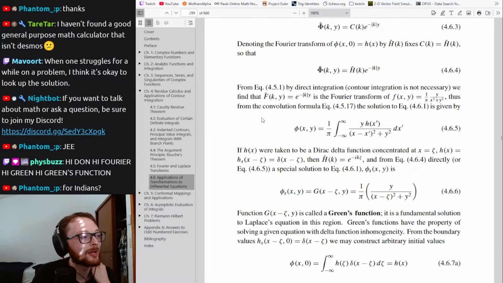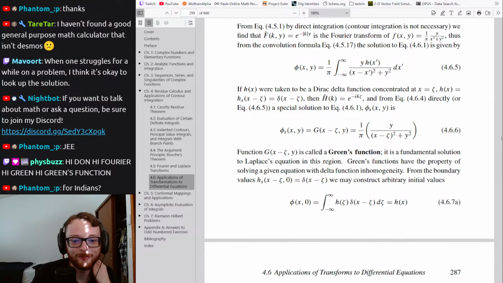Dang it, it's that time of day where the sun is going to be in my eyes. Fizzbuzz, hello! Yes, I'm hanging out with my friends Fourier and Green, and Green's pet function.